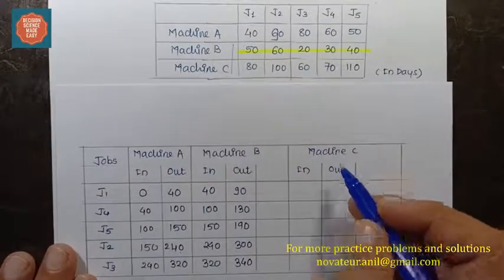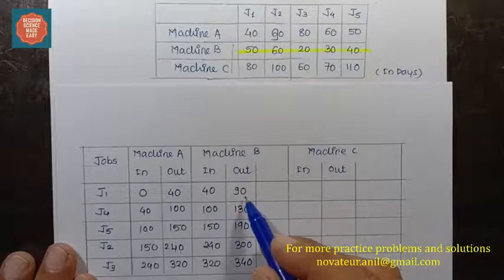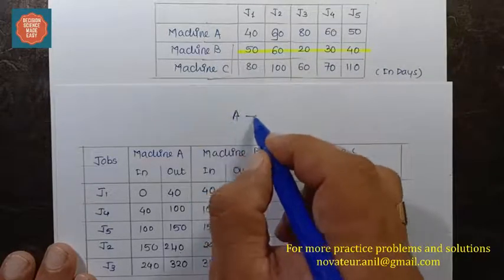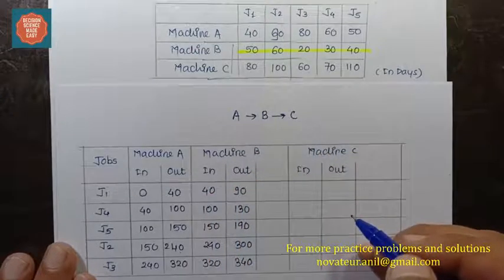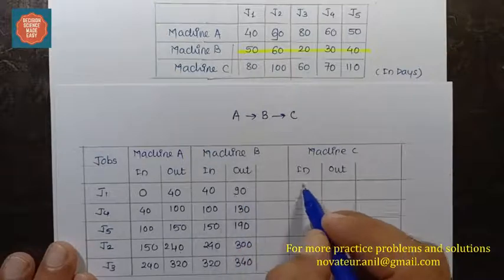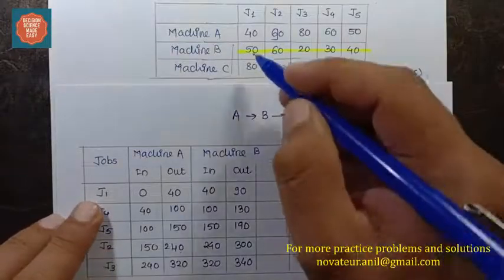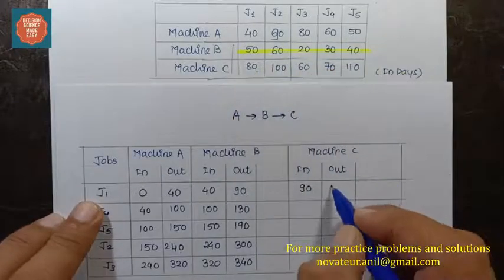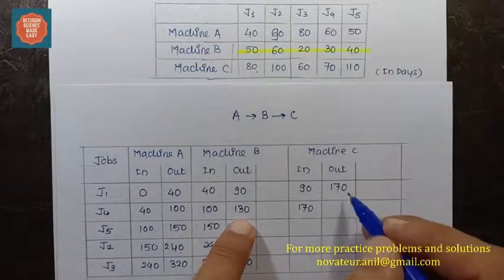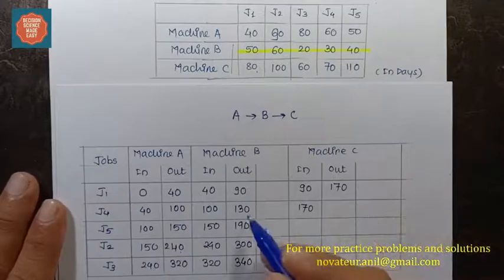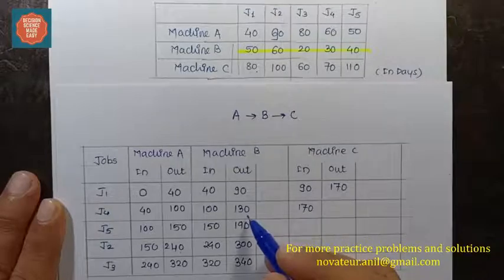Similarly for machine C, the idle time will be 0 plus 40, and once machine B is finished, because of the processing order, once A is finished then B will start, then machine C will start operating. So here the out time is 90, it becomes the in time of machine C's first job. That is J1, which is 80, so 80 plus 90 becomes 170. Similarly 170 and 130, higher is 170. Why am I taking the higher value? Because the machine will remain idle until the previous machine finishes its work.